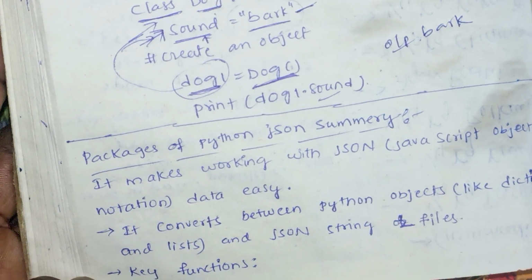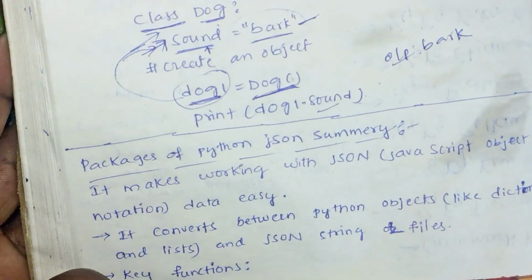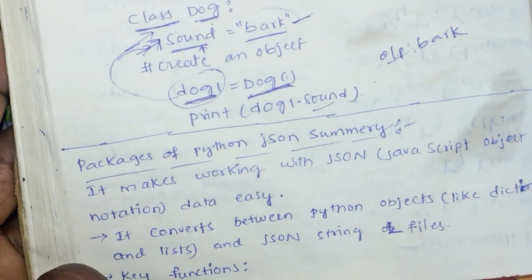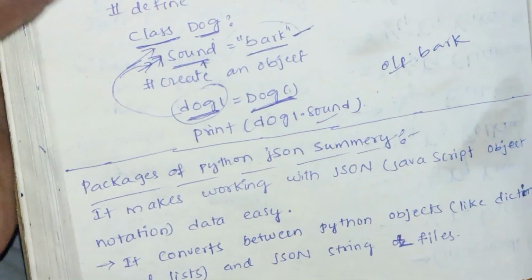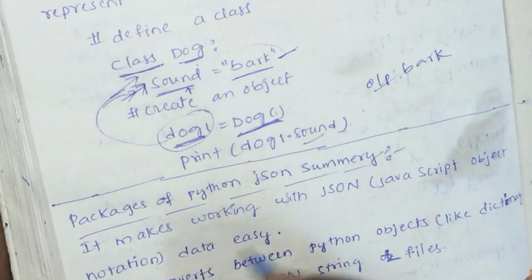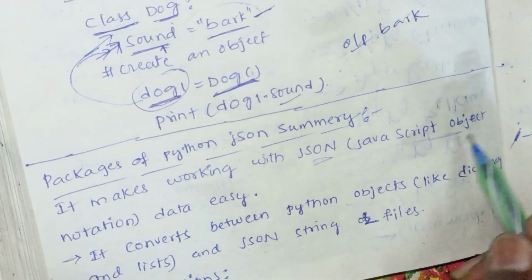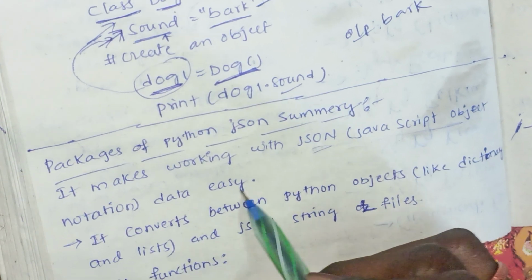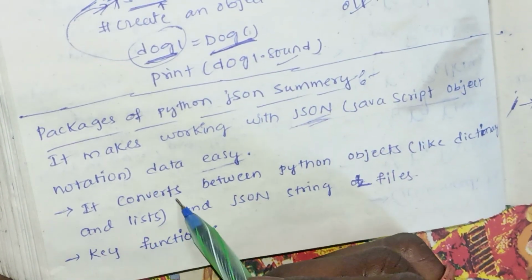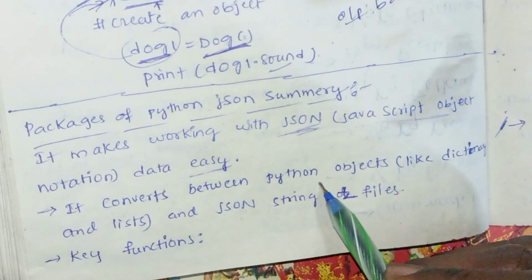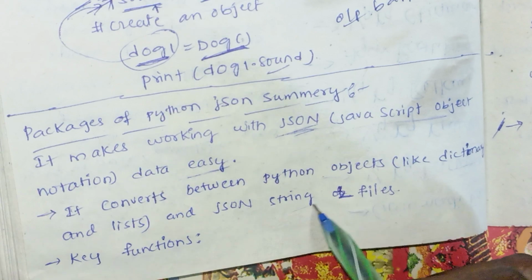JSON is nothing but JavaScript Object Notation. Okay, so how the packages of Python are going to summarize with JSON, JavaScript Object Notation. Okay, next, it makes working with JSON data easy. As I already told, JSON is the JavaScript Object Notation. It converts between Python objects like dictionary and list and JSON strings or files.